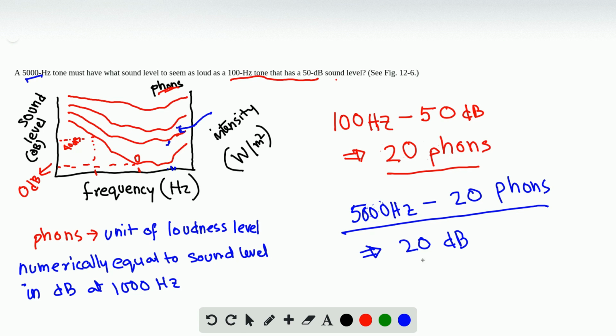And this is not an exact answer, because the graph is just an estimation, so the answer might vary a little, but mostly the sound should be close to 20 decibel.